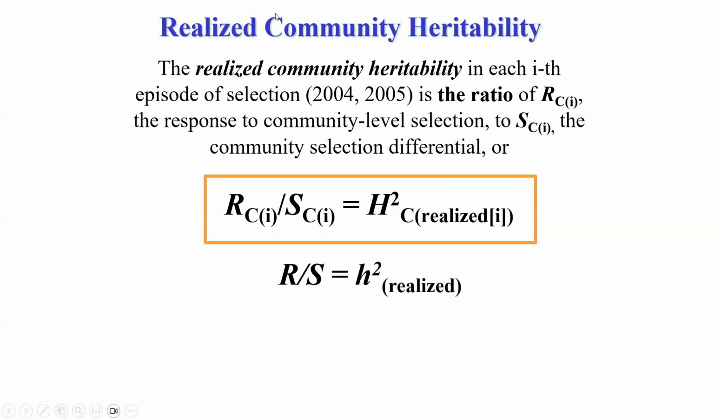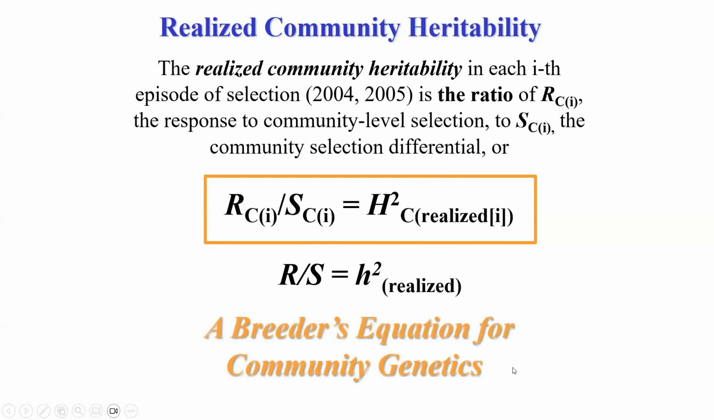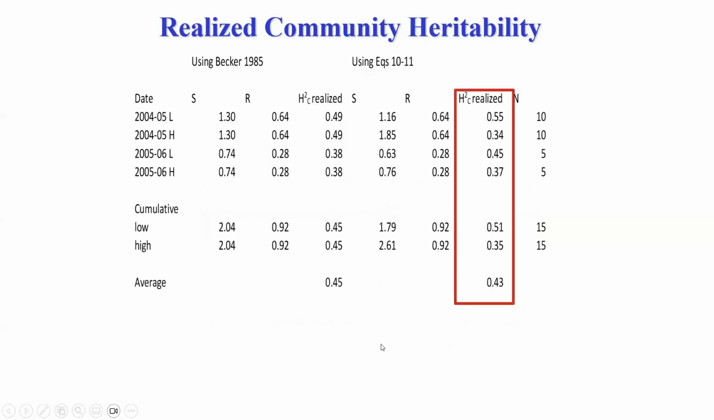The realized community heritability is the ratio of the response to selection to the selection differential, just like the breeder's equation, except in this particular case, because we're imposing community level selection, we have a breeder's equation for community genetics. The values that we got for our realized heritabilities are similar to those that would be achieved for imposing selection on quantitative traits at this level and at this intensity of selection.